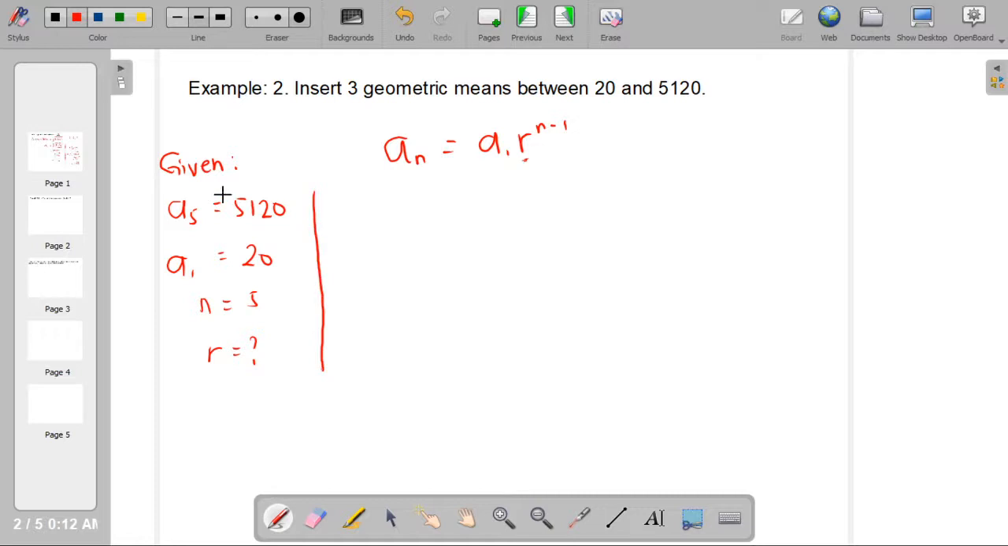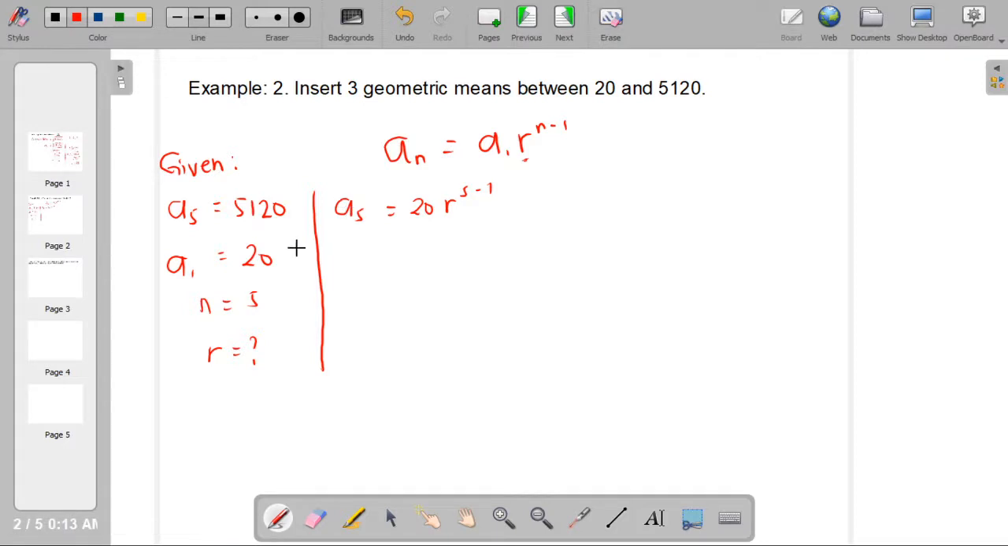Now that we have these values here, all we have to do now is to substitute these values to our formula. So a sub n becomes your a sub 5. Okay, your a sub n, that is your last term, no? A sub n is equal to your a sub 1, which is equal to 20, times r to the exponent of what is your n? That is 5, minus 1.